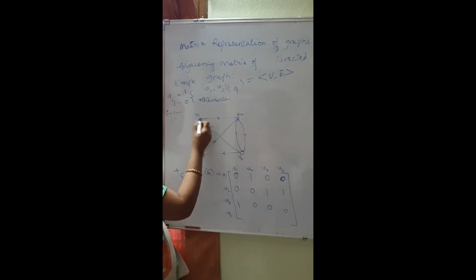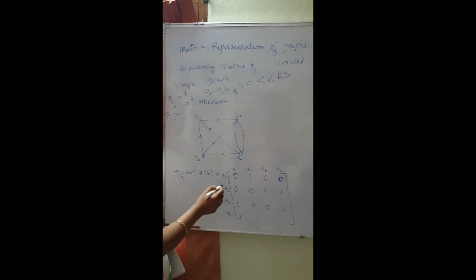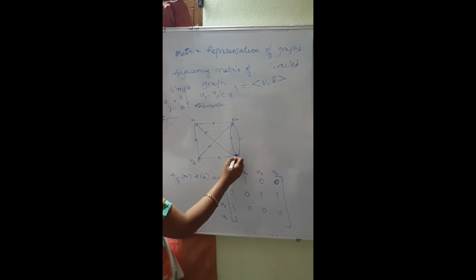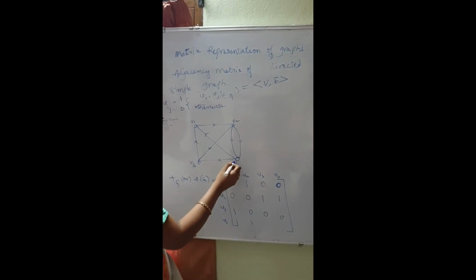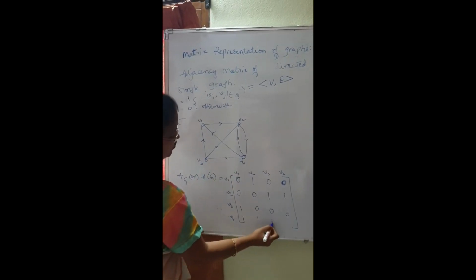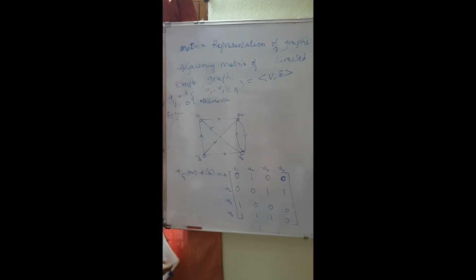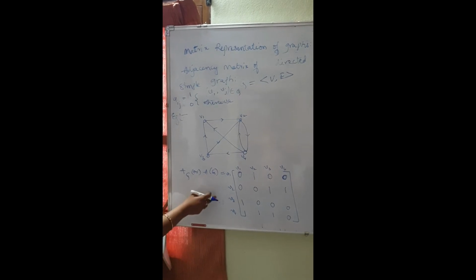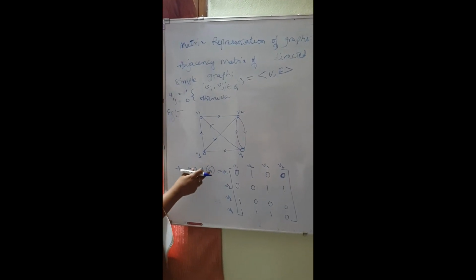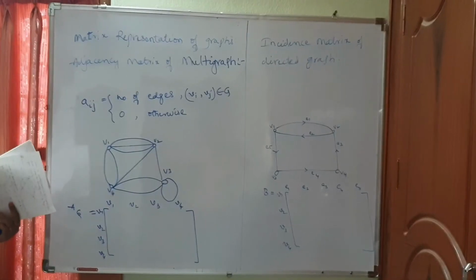Next, coming to the last vertex V4. V4 to V1, yes, we have one edge. Therefore I am giving element 1. Next, V4 to V2, we have one edge here. Therefore we give 1. V4 to V3, we have one edge, 1. V4 to V4, no loop. Therefore the element is equal to 0. This is the matrix representation of a directed simple graph consisting of 4 vertices.